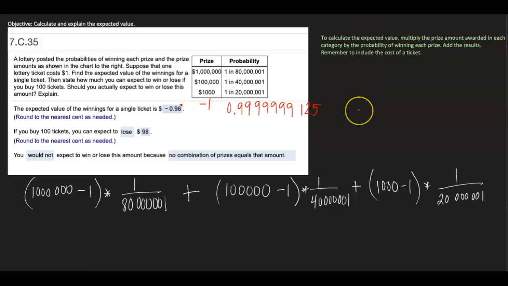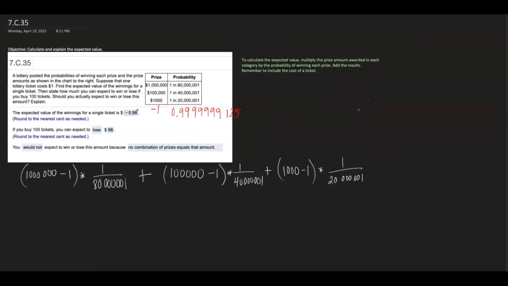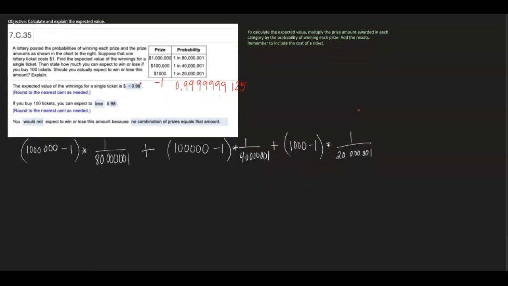So with that being said, I really need to include one more category here, and that is this category of losing the money that you spent on the ticket, negative $1, times its probability, which is all these nines, like this. And I could type that into my calculator, and that should get me approximately negative 0.98 as the expected value.